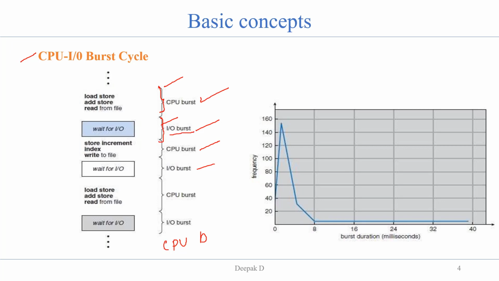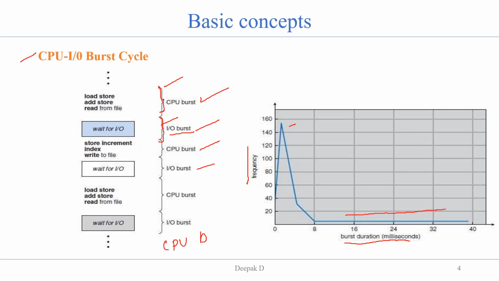You can also see in this figure the burst duration, which is in milliseconds, and the frequencies. The curve is characterized as exponential or hyperexponential, with a large number of short CPU bursts and a small number of long CPU bursts.